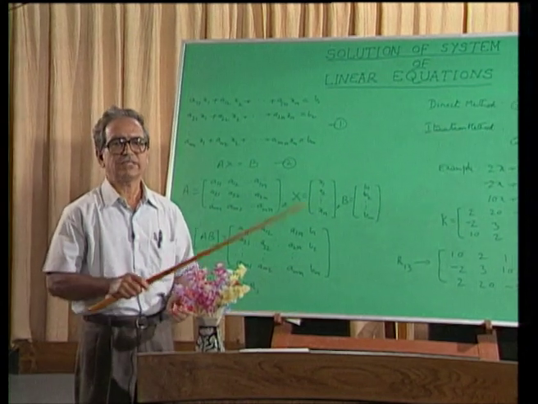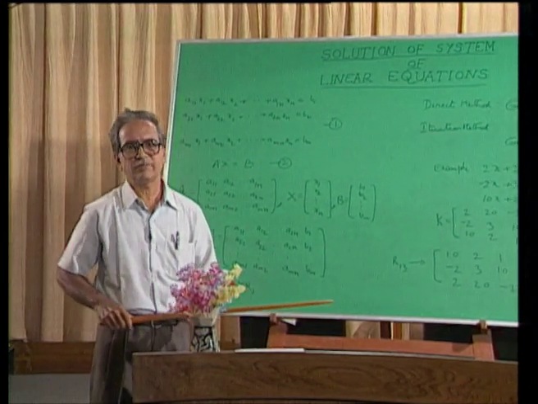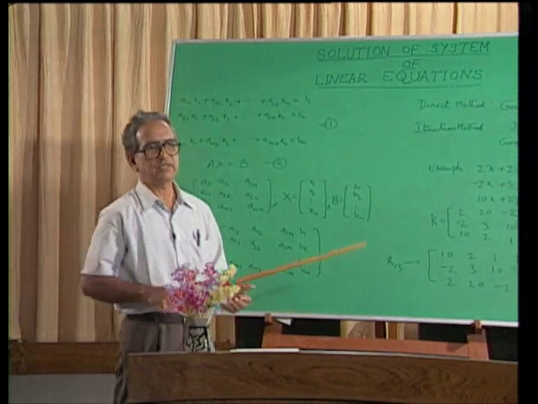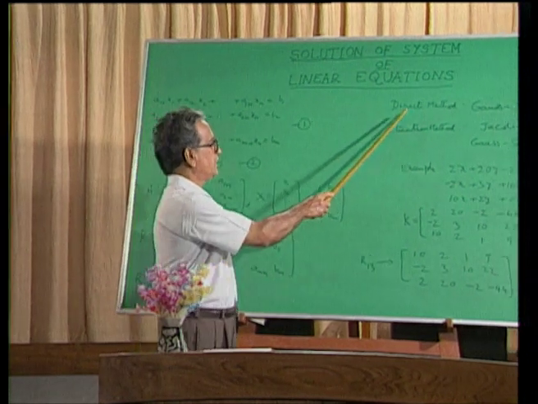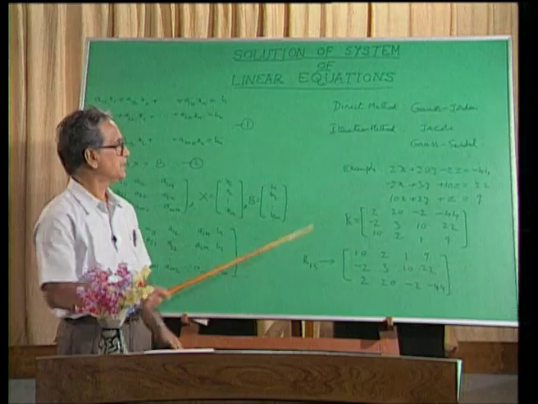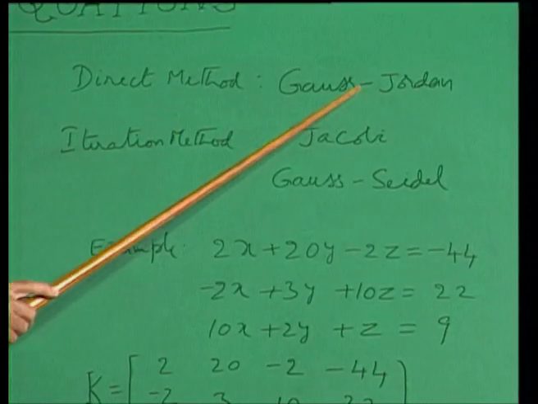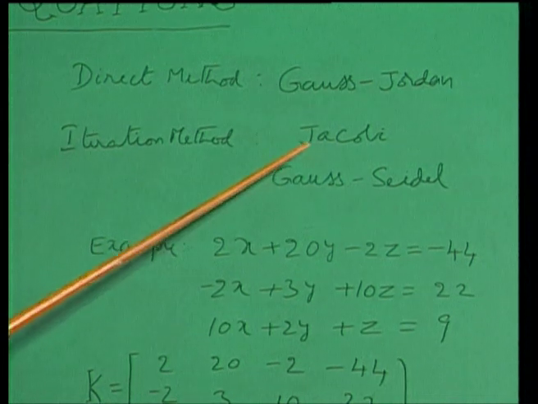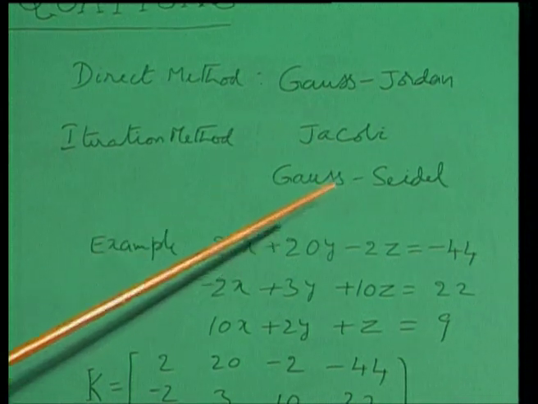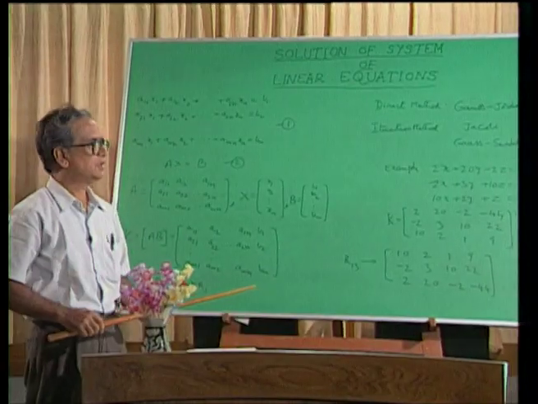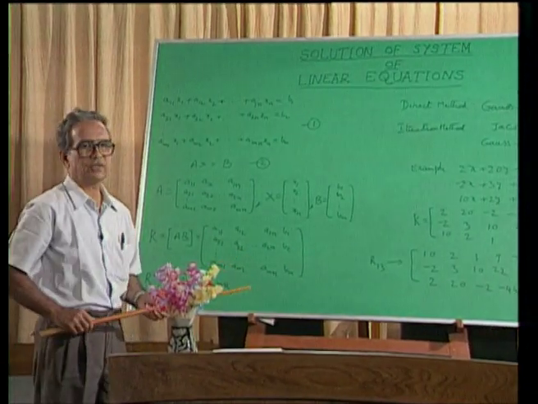Now, methods of solving a system of n linear equations in n unknown quantities can be classified in two categories: direct methods and iteration methods. In the present session, under direct methods, we will consider the Gauss-Jordan method, and under iteration methods, we will consider the Jacobi and Gauss-Seidel methods of iteration. First of all, we will consider the Gauss-Jordan method.